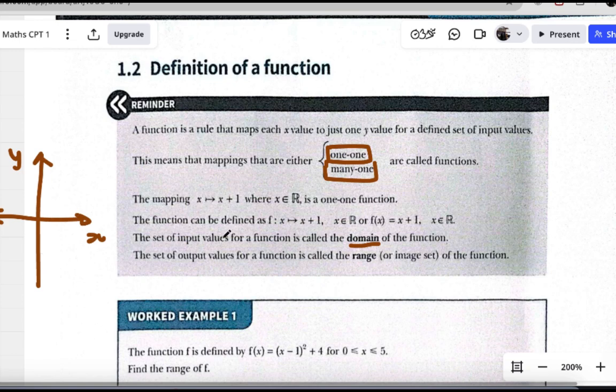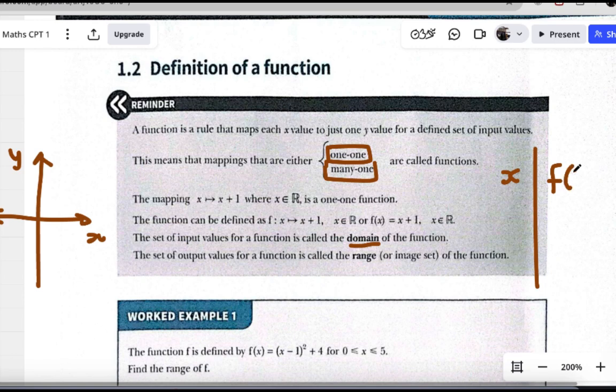So the set of input values to a function is called the domain of the function. Remember, the x values are always the input values, while the y values, or the f of x values, are called the output values. Remember the f of x.